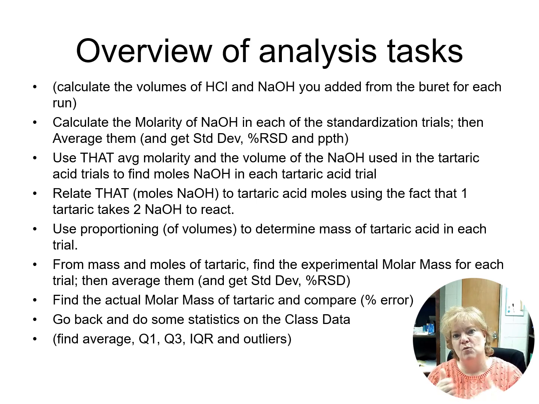So I have to use proportioning to determine the mass that was in each trial. And then from my mass and moles of tartaric acid, mass divided by moles is molar mass, I can calculate an experimental molar mass. Get an average, a standard deviation, and a percent relative standard deviation on that. I'll find the actual molar mass from the chemical formula of tartaric acid, which means once I have the actual number, I can calculate a percent relative error. And then we're going to go back and do some statistics on the whole set of class data for part A. We'll find the average, the first quartile, the third quartile, the interquartile range, the outlier boundaries, and any outliers we have.